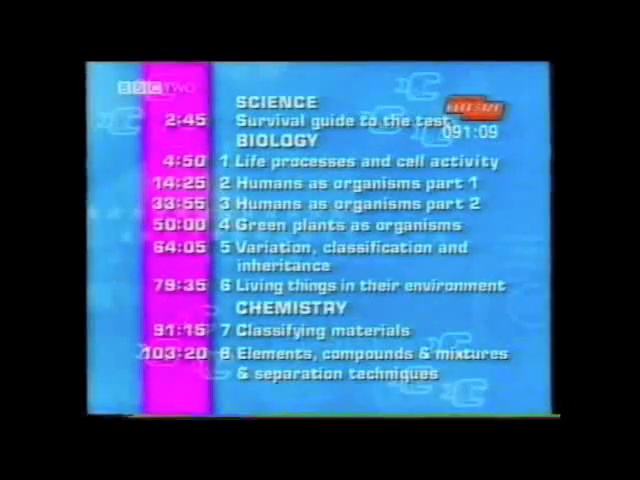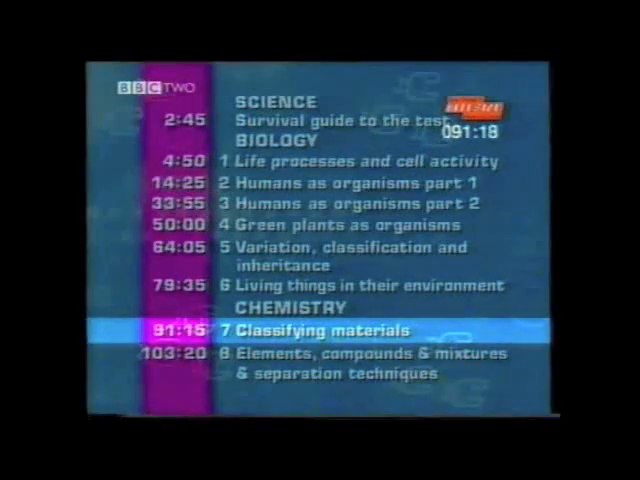We're now going to move on to chemistry. Remember, the first 2 units of chemistry are in this programme. The other 3 are in the next Science Bite-Size programme, along with a number of physics units.